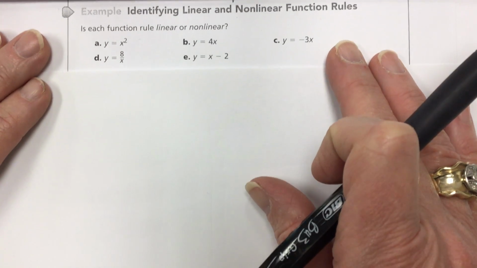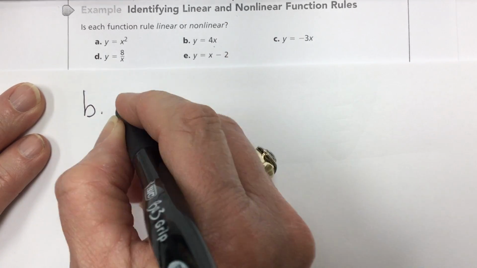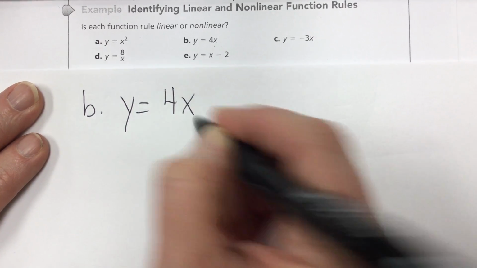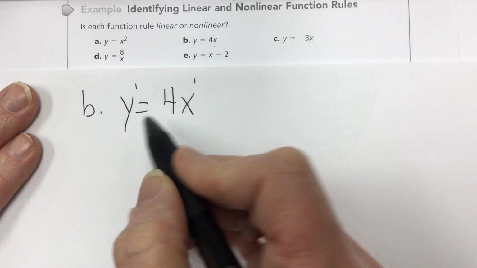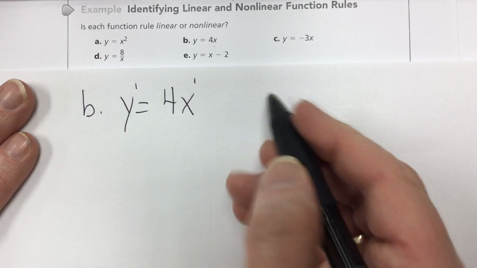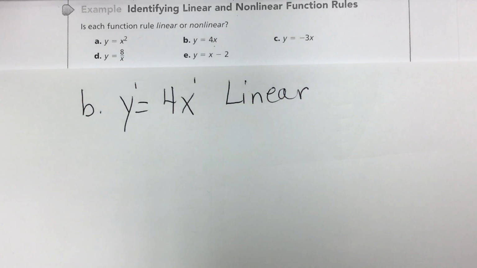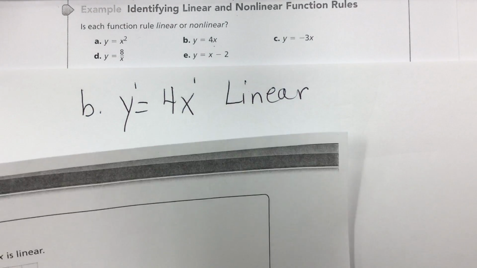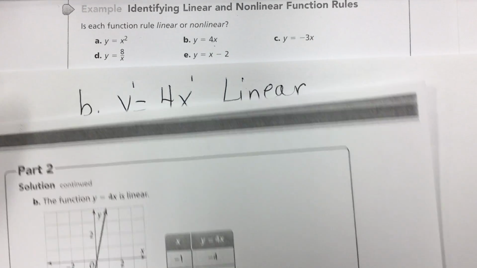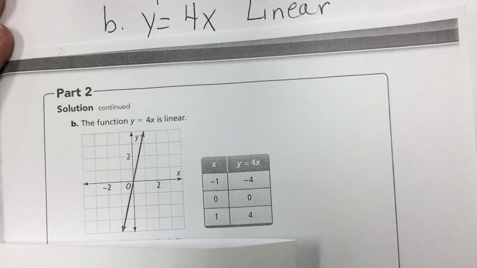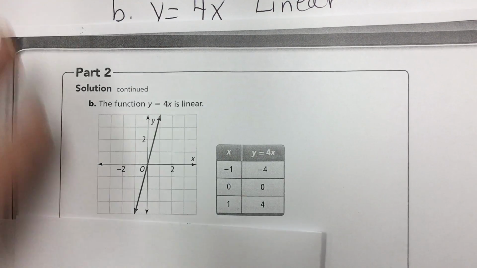Part B is y equals 4x. Is this linear or nonlinear? Well, both x and y are to the first power. It's in the form of y equals mx plus b. So yes, this is linear. Now, the graph of y equals 4x looks something like this. There's the graph, y equals 4x.